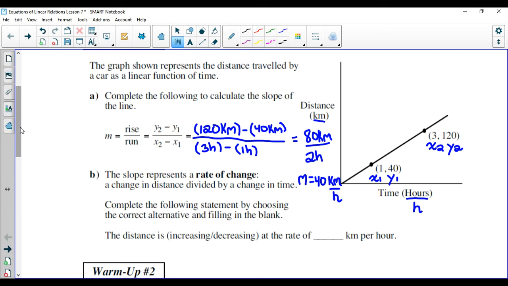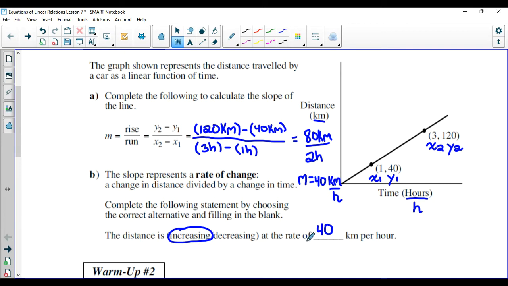B says the slope represents a rate of change, which is a change in distance divided by a change in time. Then complete the following statement by choosing the correct alternative and filling in the blank. What's happening to the distance the car is covering from start to finish? It's clearly increasing. And it's increasing at a rate of what? Well, calculating the slope told me a rate of change. It told me the rate at which a specific distance is being covered over a certain amount of time. So the rate here would be 40 kilometers per hour.